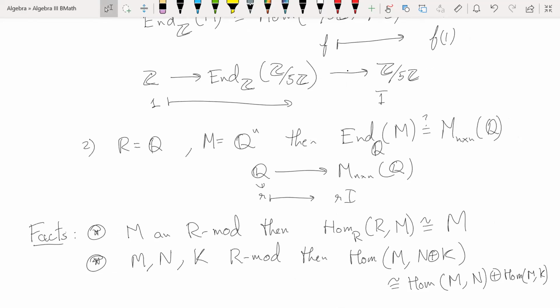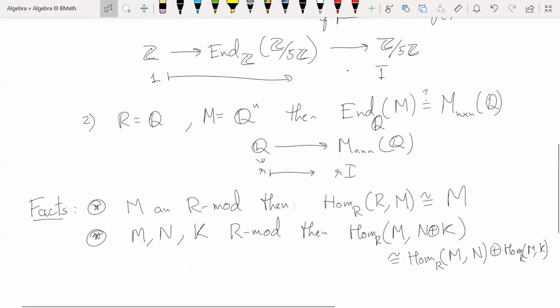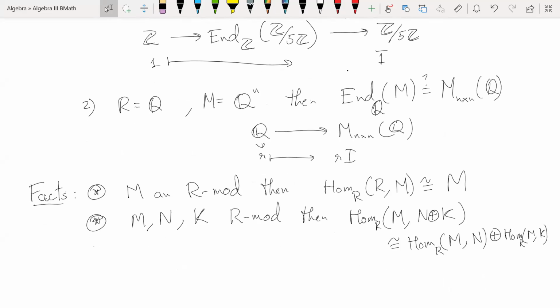If you have a map, you project onto N and K, and the two projections determine the linear map. You can put R everywhere. As I said, sometimes when there is only one ring, people drop R. Similarly in the first coordinate as well: giving a map from M plus N to K is the same as giving a map from M to K and a map from N to K.